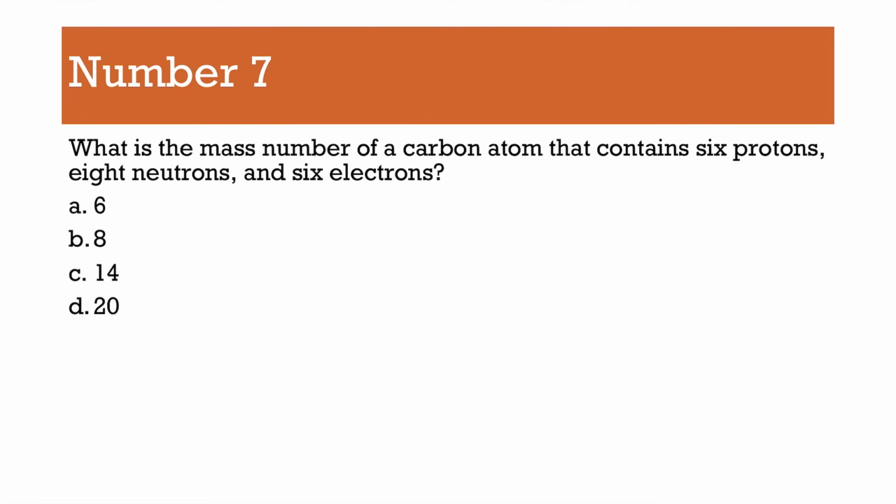Next, number 7 says, what is the mass number of a carbon atom that contains 6 protons, 8 neutrons, and 6 electrons? So, again, mass number is the number of protons plus the number of neutrons. So if you have 6 protons and 8 neutrons, you get 6 plus 8, which is pretty basic math, and you get 14. Boom, your answer is C. That is it.